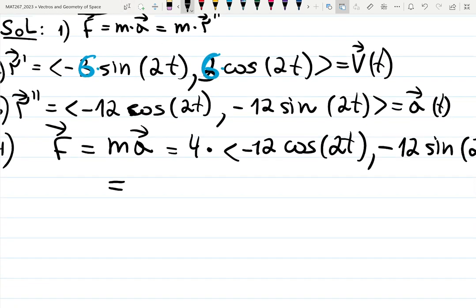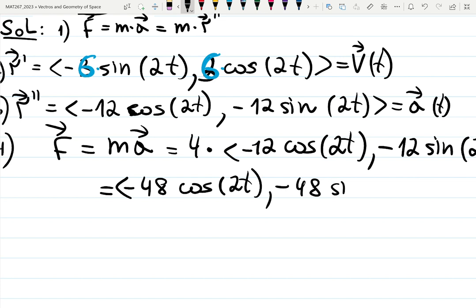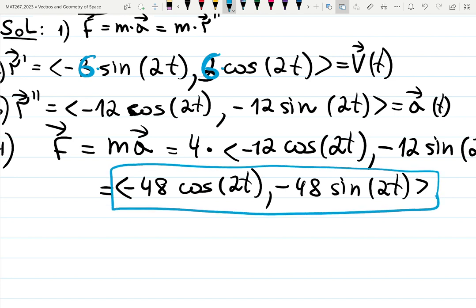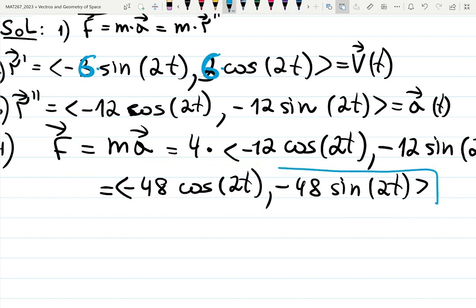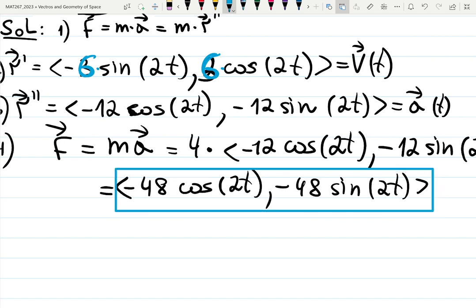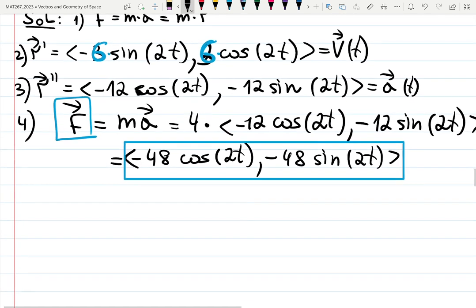So minus 48 cosine 2t, minus 48 sine 2t. That is the answer. Put it in the box. On the test, you also put everything in the box. That speeds up grading. And you want me to grade fast, so you better put everything in the box and try to write nicely. And the other thing they ask you, find the magnitude.